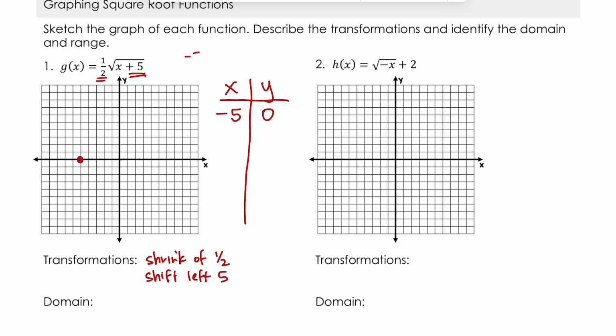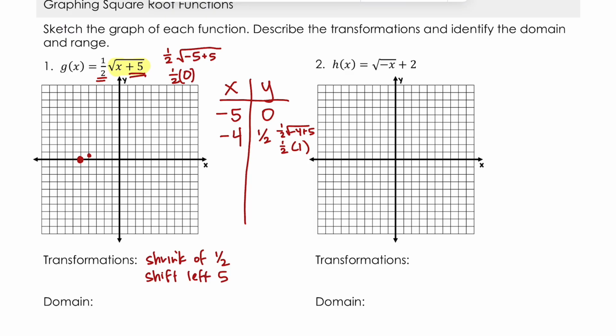So I plugged in -5, that would be the square root of 0. If I plug in -4, then I'm going to have the square root of 1 because -4 plus 5 is 1. And so I have 1/2 times 1. So I end up with 1/2. So -4 comma 1/2. But what I'm thinking about is what can I take the square root of?